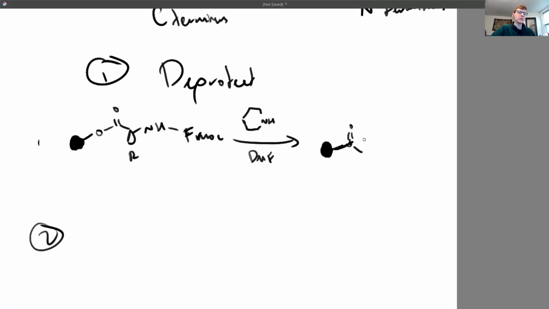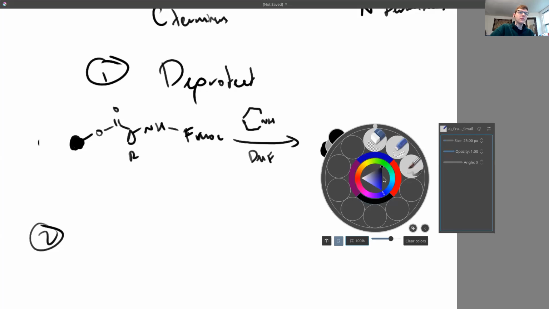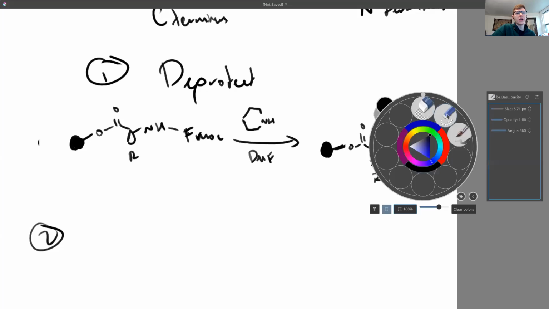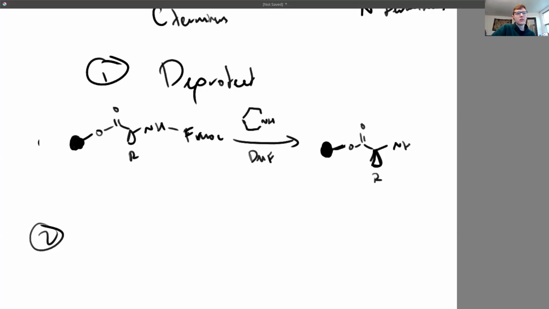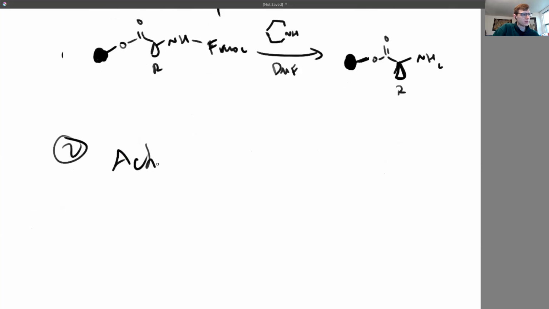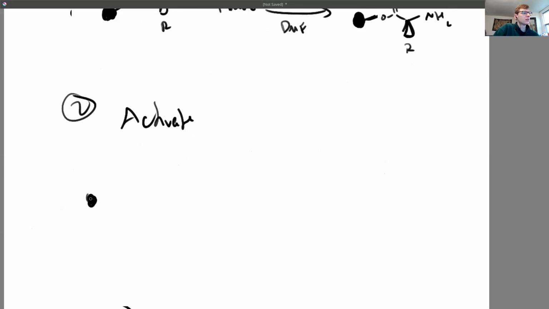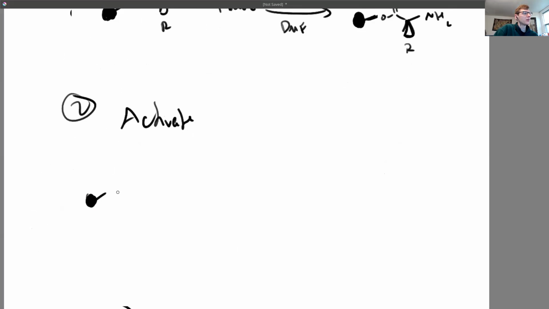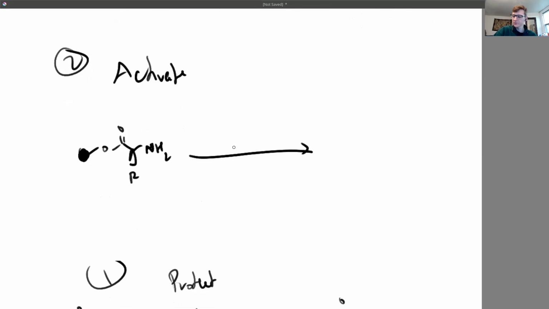So now we have an NH2. Great. So now we deprotect. Now we activate by adding DCC.